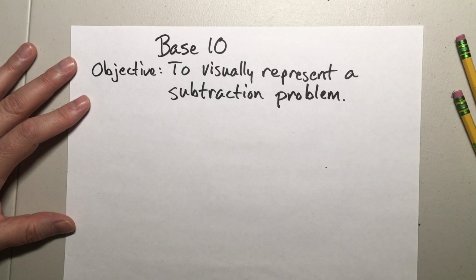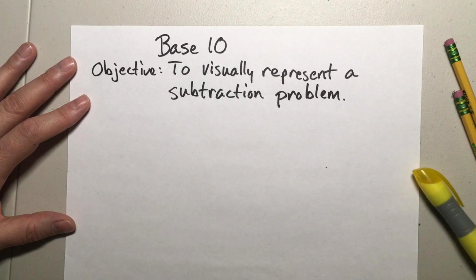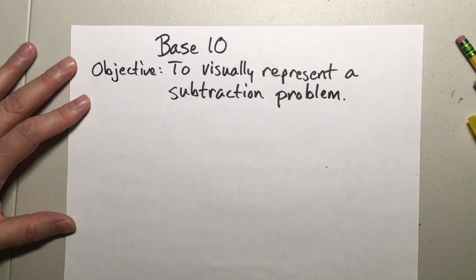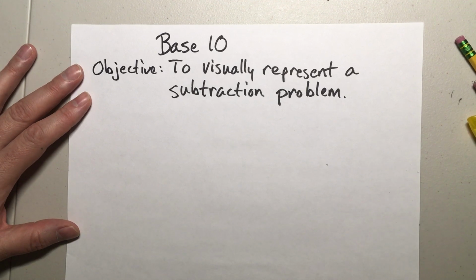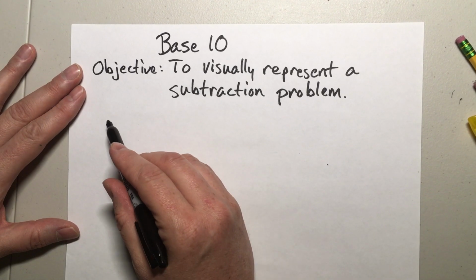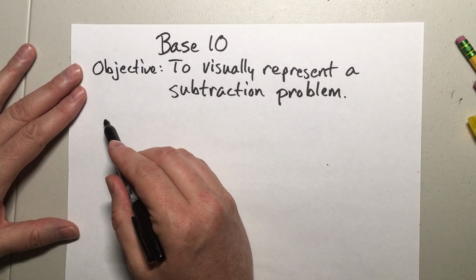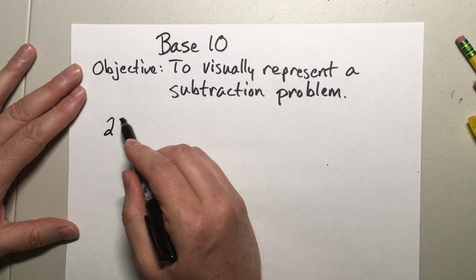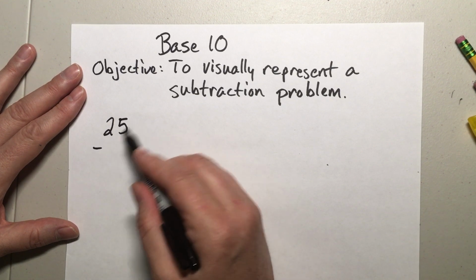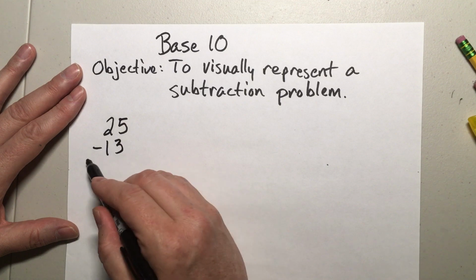Okay, and this is takeaway as well. Remember we talked about those two different schools of thought, where finding the difference would be more like counting up and using a number line, whereas takeaway would be more like the standard subtraction algorithm and base 10. Okay, so let's go ahead and start off with a simple problem. You always want to do that, especially when you're just learning something. Let's take 25 minus 13.